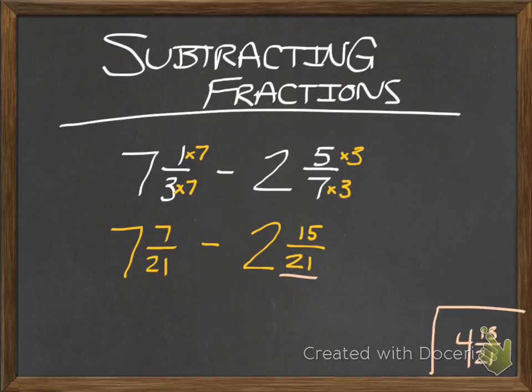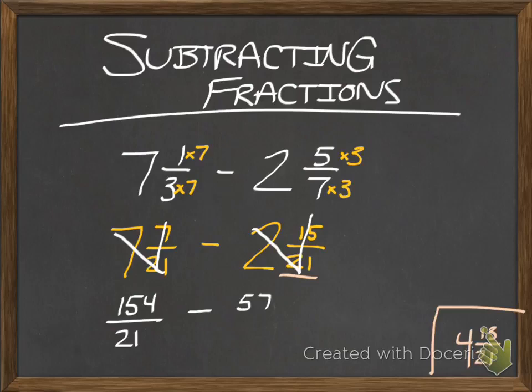Now in this case, rather than finding our fractions first and then our whole numbers, we're going to turn these into improper fractions. To do that, I use the check mark method. The check mark method means that I'm going to take 7 times 21, which is 147, plus 7 more, and you could use a calculator for this, that's fine. That gives me 154 over 21. Minus, same idea over here, 2 times 21 is 42, plus 15 is 57 over 21.